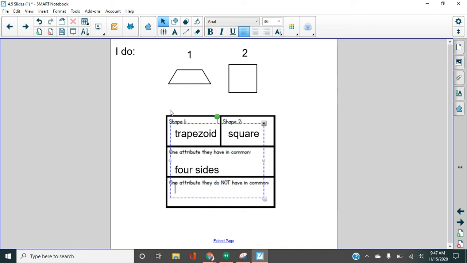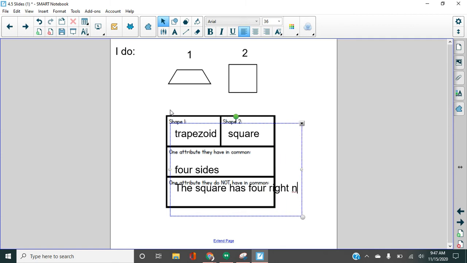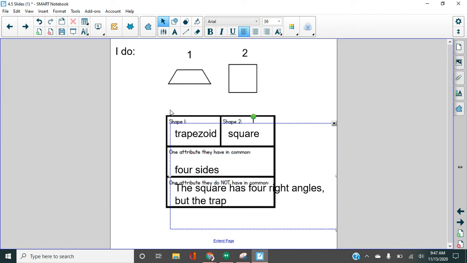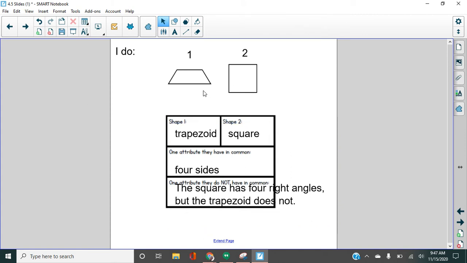What is one thing they don't have in common? It's going to require a little more, right? The square has four. There's several things I could say, but I'm going to go with the angles. Four right angles that the trapezoid does not. What's something else? Tell me something else that's different between these two shapes.